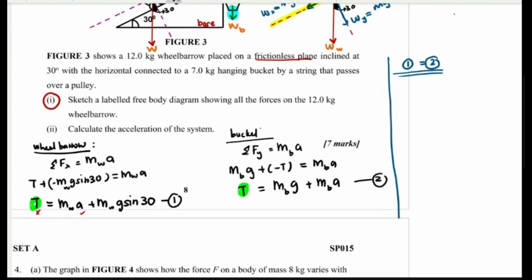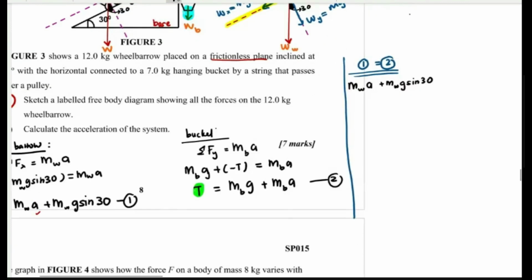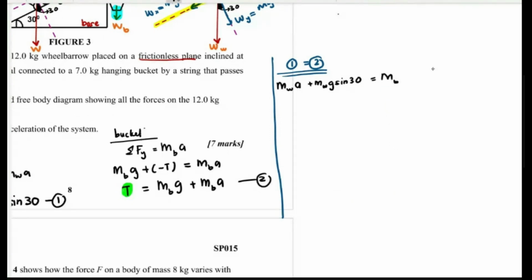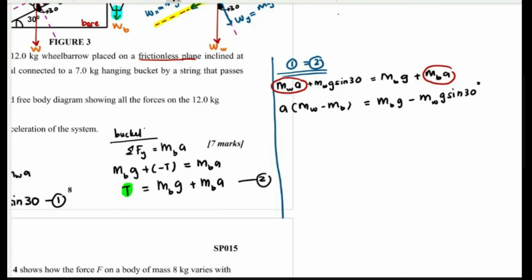Sekarang you practice kira. Substitute. Mass WA plus mass G sin 30 equal to mass of B. Okay, sekarang masukkan semua nilai. Kumpulkan semua yang ada A tu in one side. Sudah akan jadi A mass W minus mass B equal to mass BG minus mass WG sin 30 degree. So finally you can find A.